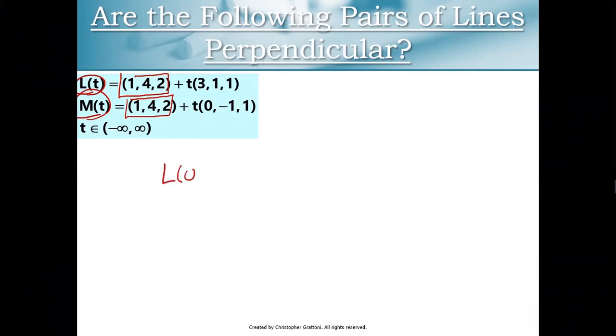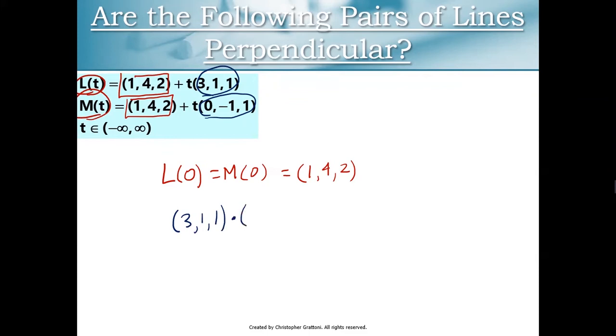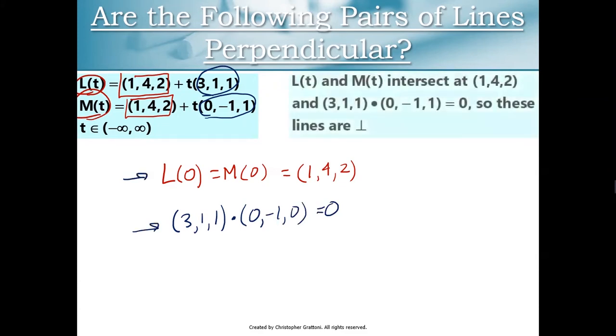So the first thing that we notice is that L of 0 is equal to M of 0, which is equal to 1, 4, 2. So we found an intersection point between our two lines. And then the next thing that we do is we go ahead and say that we have the vector 3, 1, 1 and the vector 0, negative 1, 1. We're going to take the dot product of these two slope vectors, and if this dot product comes out to 0, which it will, these two facts together are enough information to say that L of t and M of t are perpendicular. You need the two lines to actually intersect each other, and you need the dot product of their slope vectors to equal 0.